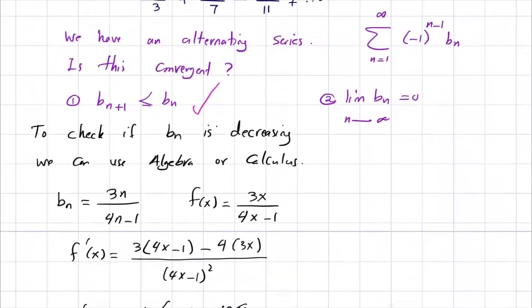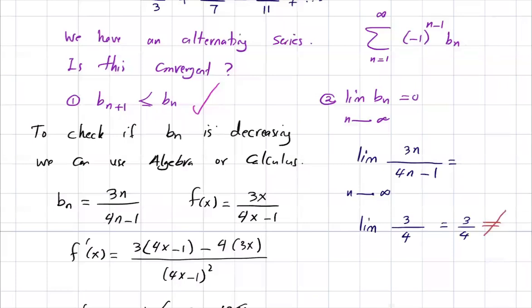What about the limit of Bn? Is this equal to 0? The limit of 3n divided by 4n minus 1 as n goes to infinity. If you divide everything by n, or if you use L'Hopital's rule, you get the limit of 3 divided by 4, which is 3 over 4. Oh, the limit is not equal to 0, everyone. So this series as an alternating series is going to be a divergent series.